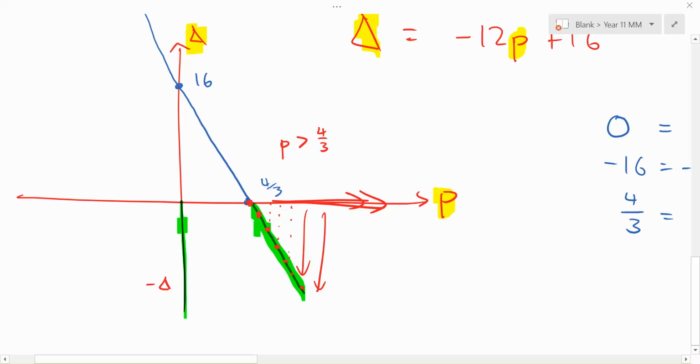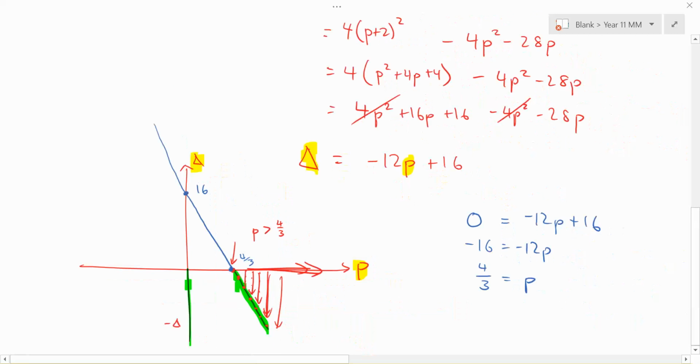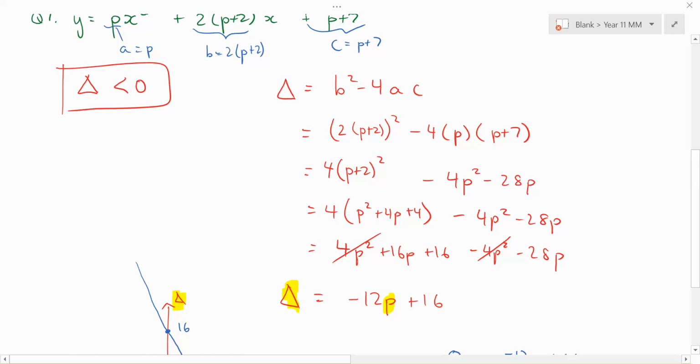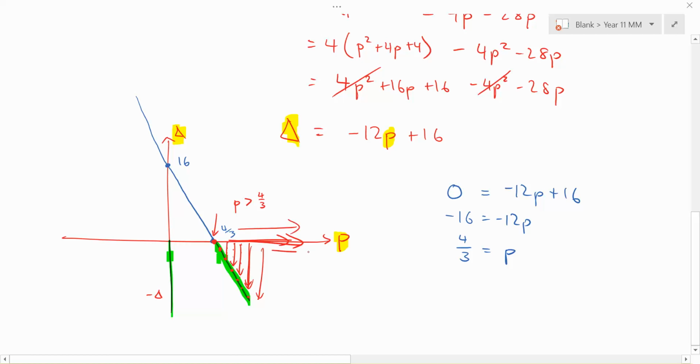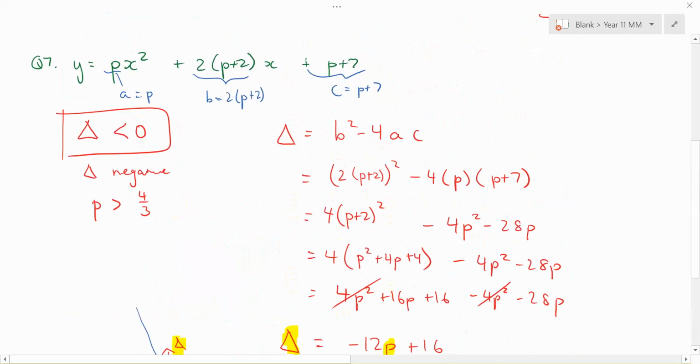because 4 on 3 is right here, that's the spot where 4 on 3 is. If you chose anything bigger, you'll get a discriminant that's negative. Okay? And if you get a discriminant that's negative, that means you'll have no x-intercepts. This is when the discriminant is negative. True? And we can see that if P was bigger than 4 on 3, if I chose any P values in this direction, which means P is greater than 4 on 3, then you'll have a negative discriminant.